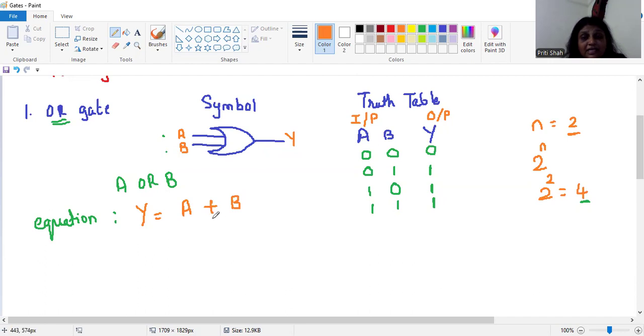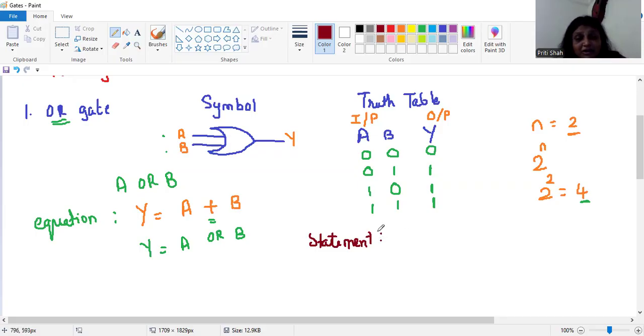Now here you can see this plus sign is nothing but a representation of OR. So you can also write this as y is equal to A or B. Now the question is, can we write this in a statement format? The answer is yes. We can also mention this in the statement format. What will be the statement format for this?